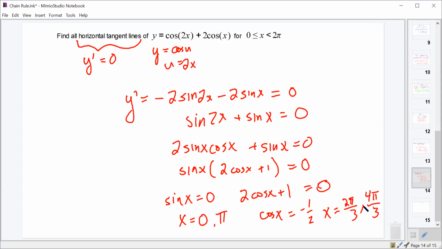Okay, you need to know the values of cosine and sine and tangent for 0, pi over 6, pi over 4, pi over 3, pi over 2, 2 pi over 3, 3 pi over 4, 5 pi over 6, pi, and so on, all the way around that unit circle. You should know the values of sine, cosine, and tangent for all of those angles. So have we answered the question here?